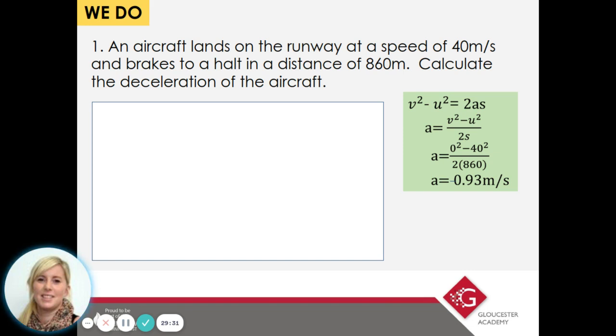And actually, that should be meters per second squared, technically. Oh, and it's minus, by the way. I'm only just spotting that little minus sign. It's because a deceleration is a minus number. So it's minus 0.93 meters per second squared.